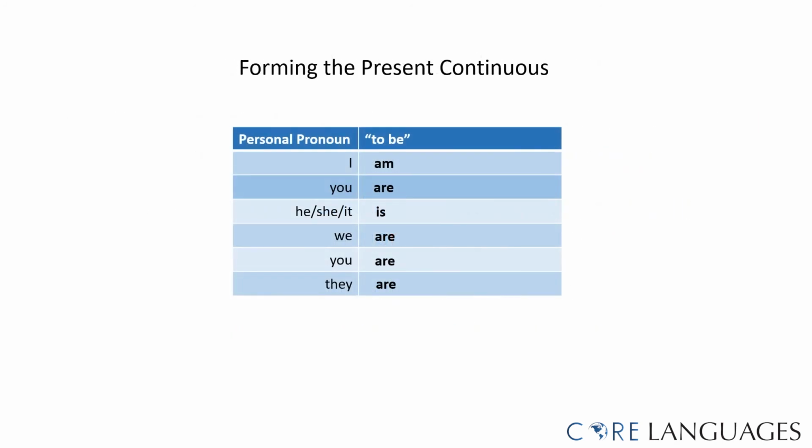Here are examples of present continuous verbs. Feel free to repeat after me. I am walking. You are walking. He, she, it is walking. We are walking. You are walking. They are walking. Or, I am running. You are running. He, she, it is running. We are running. You are running. And they are running.